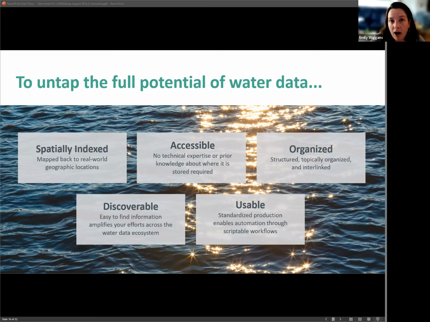And then finally, perhaps the most important two: discoverable and usable. We need to be able to find this data easily so we're not spending 75% of our time looking for it, and others will be able to use the data that you're producing and researching and working on, and it needs to be usable. We need this data to be operational in scripted workflows and enabling automation, so we need to keep that in mind as well.